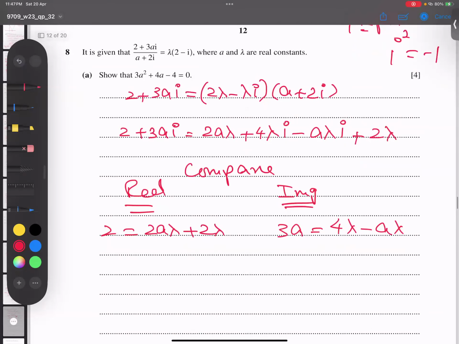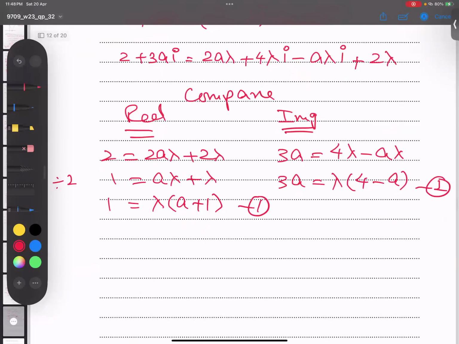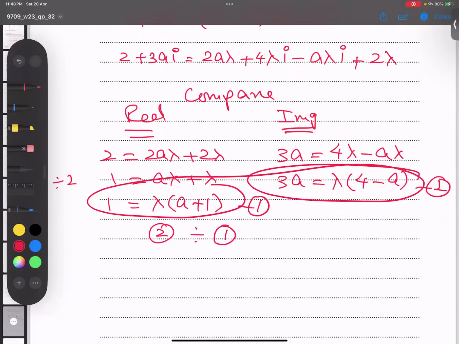Now, student, my target is without lambda, and lambda is involved in both. Why not take the lambda common from here: 4 minus a, equation number 2. And here lambda common. I can divide the first equation by 2. I got 1 equal to a lambda plus lambda, and then I take common out, so lambda times a plus 1. Equation number 1. And if I divide equation 2 by equation 1, no issue at all, so this I'm writing up and this I'm writing down.